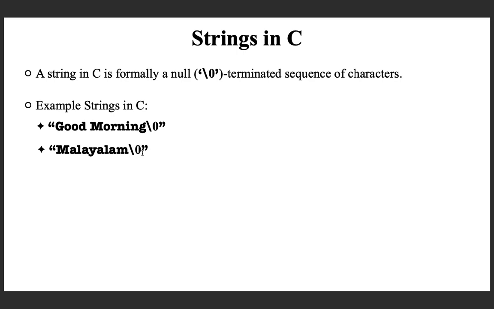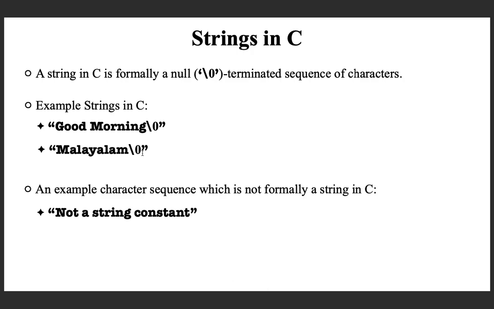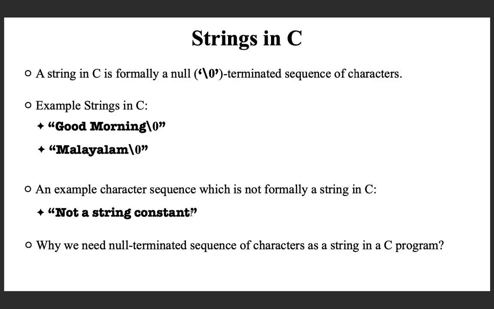If you want to see an example character sequence which is not formally a string, you can have anything. This is just an example. This is just a sequence of characters, but it's not ending with a \0. Then an interesting question is why the C language needs a null terminated sequence of characters as a string. Because the built-in string processing functions that we are going to learn today require null terminated strings. We shall see later why they require so, but that is the need.